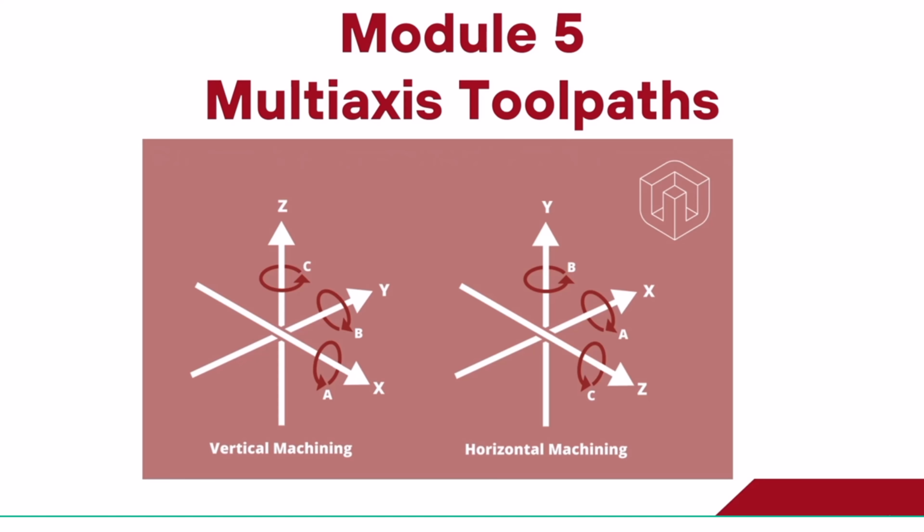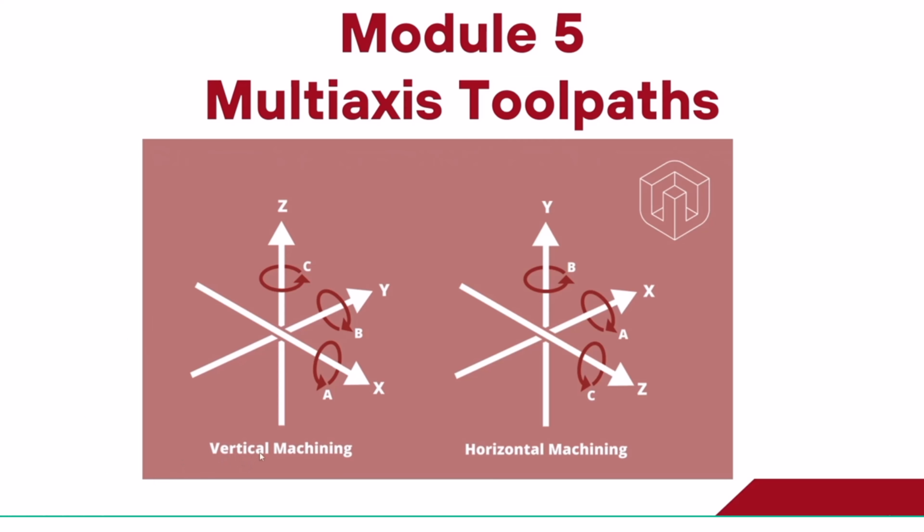So how can we define the A axis, B axis, and C axis? We define them according to our previous 3 axes, which are X, Y, and Z. Let's start with the X axis. The rotation about the X axis is called the A axis. The rotation about the Y axis is called the B axis. And the rotation about the Z axis is called the C axis.